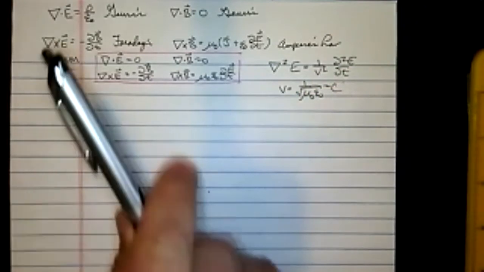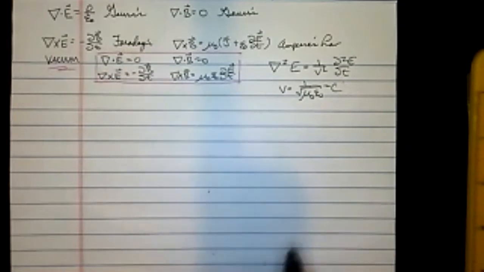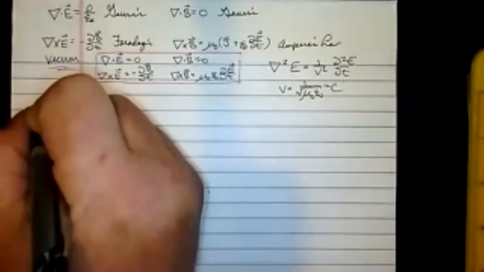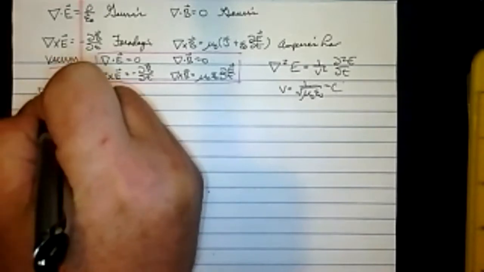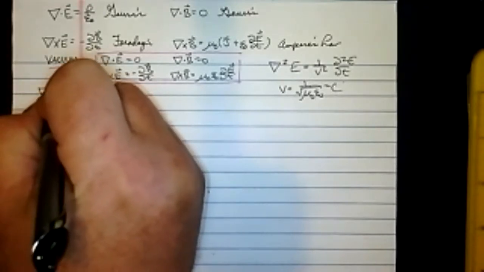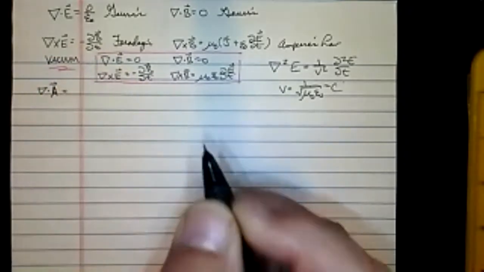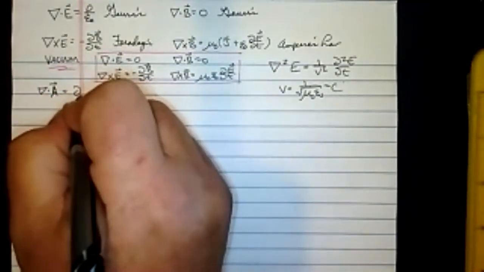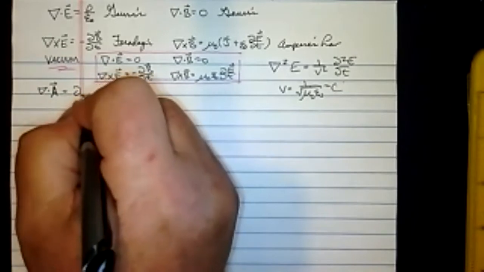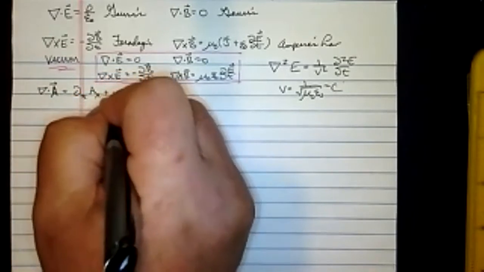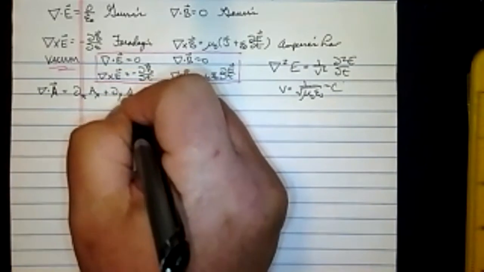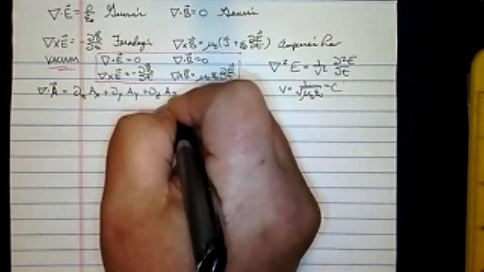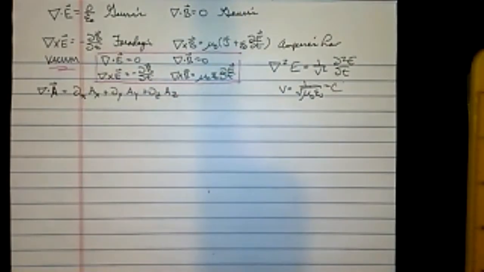I'm also going to make use of the general way we go about calculating divergences and curls. So I want to remind you all that del dot A, for any vector field, the divergence, is the partial with respect to x of A sub x, plus the partial with respect to y of A sub y, plus the partial with respect to z of A sub z. So that comes in handy.